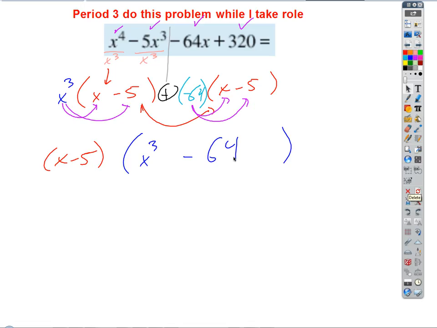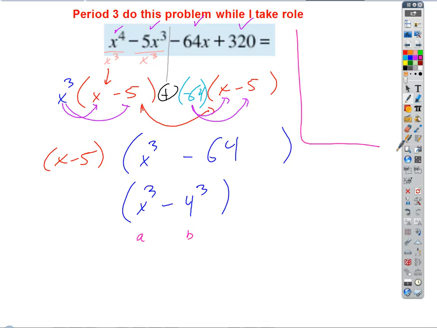A cubed minus b cubed? It fits a difference of cubes, doesn't it? Right. We could write the blue factor as x cubed minus, what's the cube root of 64? Well, it would just be 4, right? So that's x cubed minus 4 cubed. So the x is like our a, and the 4 is like our b.